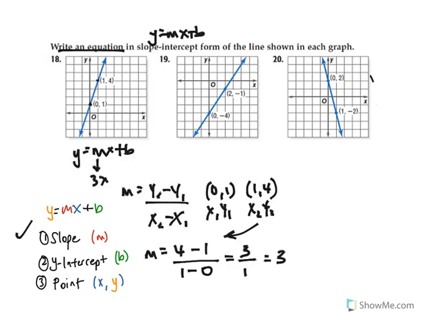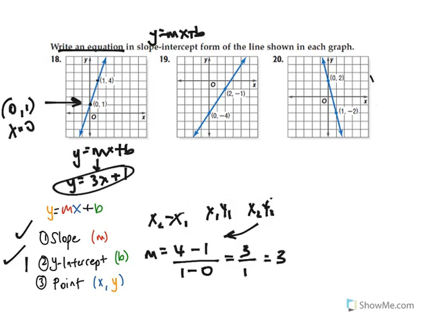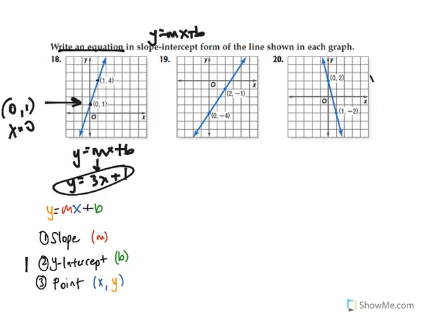Now I need to find the b. How can I find the b? Well, I have the slope. I have the y-intercept here. They give it to me as a point. Remember, the y-intercept is always where x equals 0. So I can use that y-intercept of 1 to find the b in my equation. So I have my equation now. I'm going to erase the work for this one so I have room for the second one. Okay.